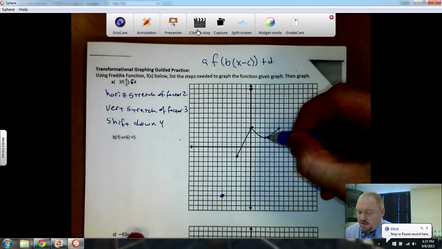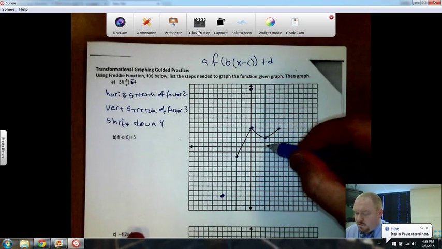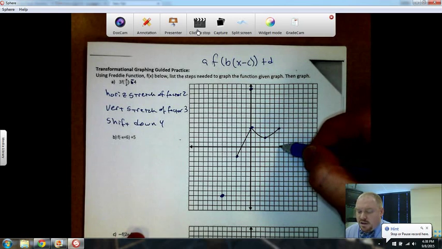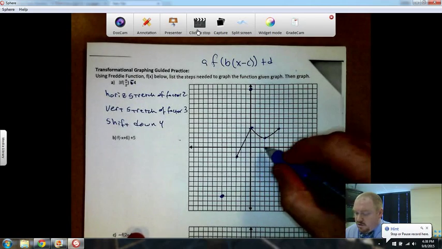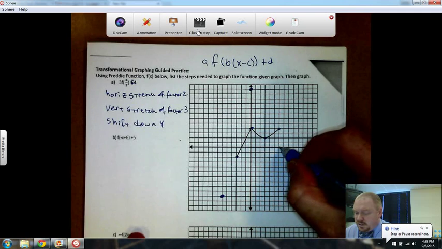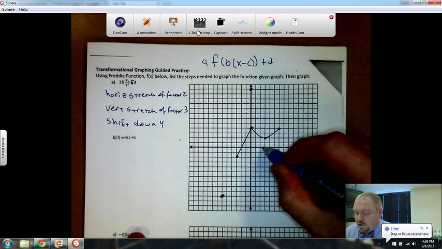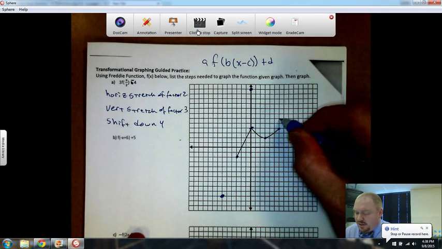Right here, the x-coordinate is 3, so multiply that by 2. So 1, 2, 3, 4, 5, 6. Okay, vertical stretch of 3, well, y-coordinate is 2, so 3 times 2 is 6. So this new point is going to be at 6, 6. So 1, 2, 3, 4, 5, 6. 1, 2, 3, 4, 5, 6.